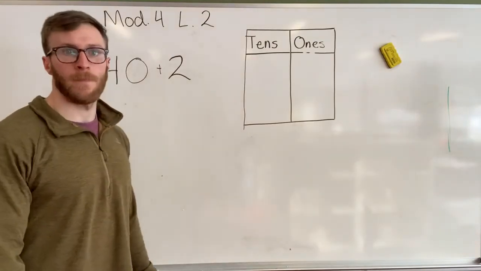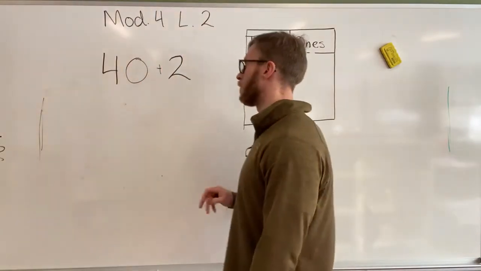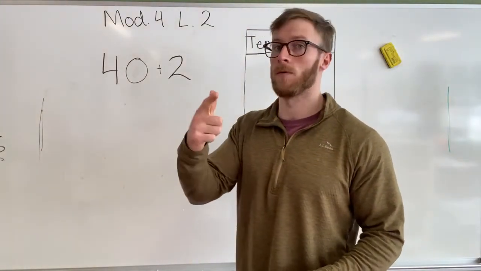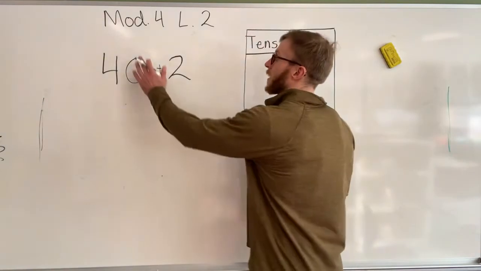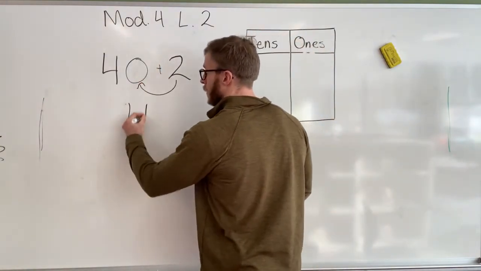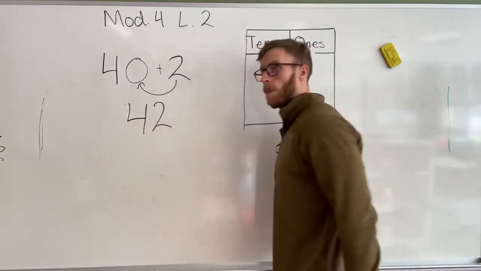All right, let's go over it. We have 40 plus 2. So I could do that 2 ways. I could count on 40, 41, 42. Or I could just move this 2 over where this 0 is and get 42, okay?